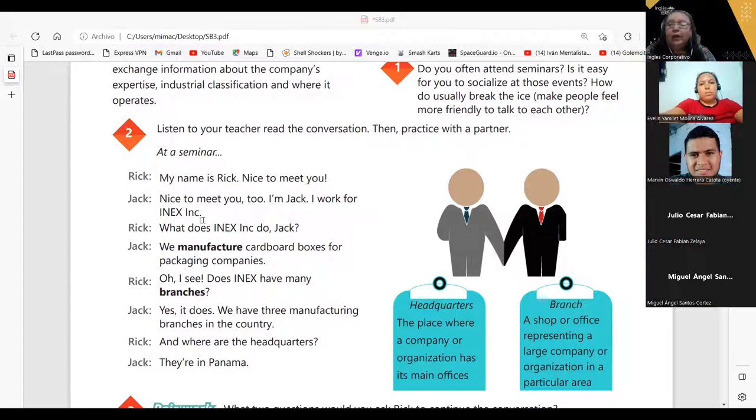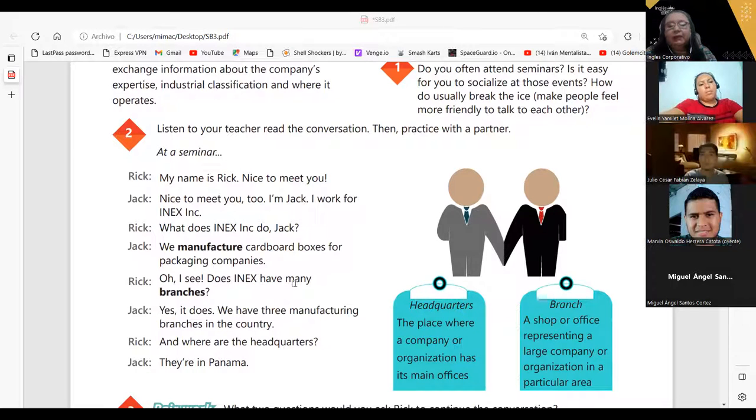I work for, and he mentions the name of his company. And then Evelyn asks, what does the company do, Marvin? We, and you describe what you do in your company. Oh, I see, does the company have many branches? Yes, it does, or no, it doesn't, or only in El Salvador, or yes, only one.